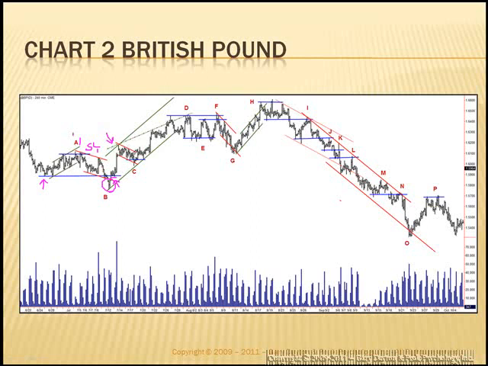Look at the difference between this reaction here, this pullback down to C, and this rally from B up to the high point here, where we put in a new high above A, right? Look at the difference. Here we have ease of movement, or acceleration, or impulse. Here we just have a correction coming back.